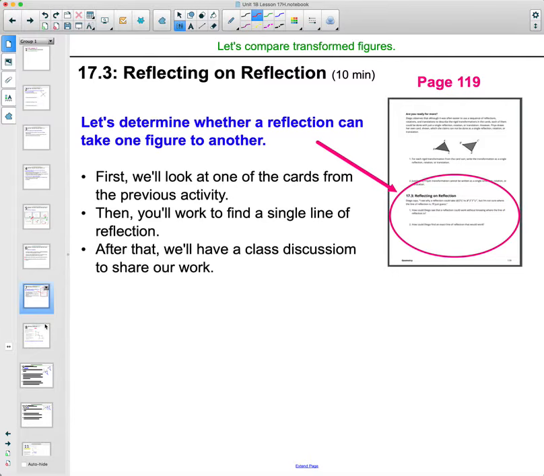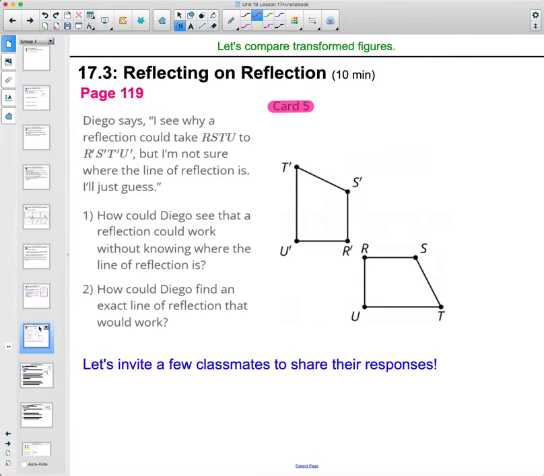So let's take a look at determining whether a reflection can take one figure onto another. This is at the bottom of page 119. We're going to take a look at the previous cards that we discussed in class and work on a single transformation that can map one to the other.